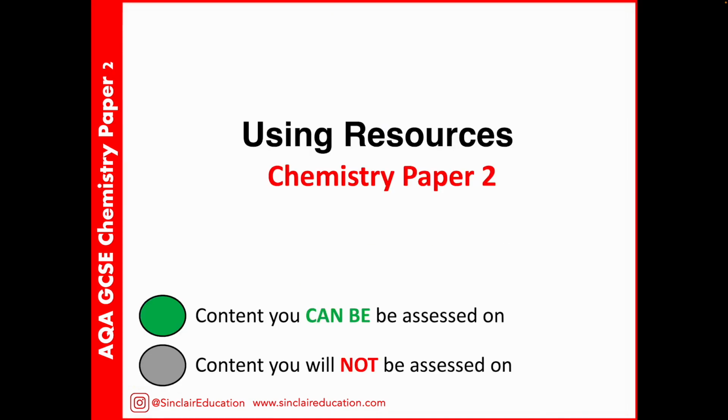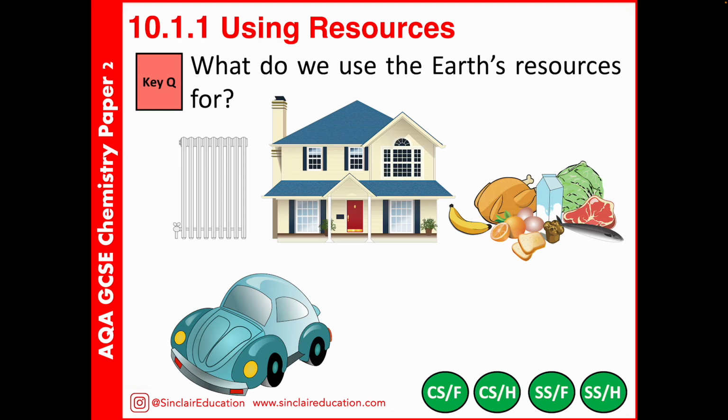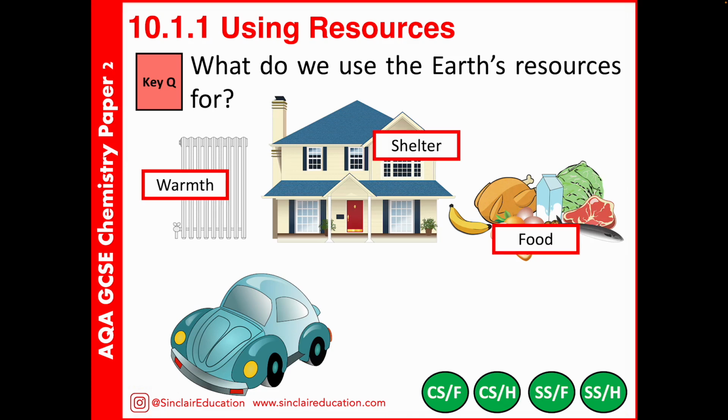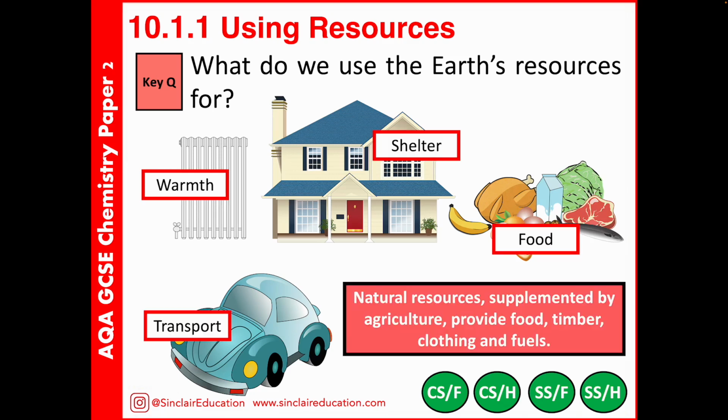In this section, we're going to be looking at using resources. This is part of your Chemistry Paper 2 content. We're going to talk about Earth's resources overall, and the first part of this topic is about how we actually use the Earth's resources. Now, typically this falls into we use it for warmth, shelter, food and transport. And what we find is that natural resources such as wool or wood, which are also supplemented by agriculture, are able to provide food, timber, clothing and fuels.